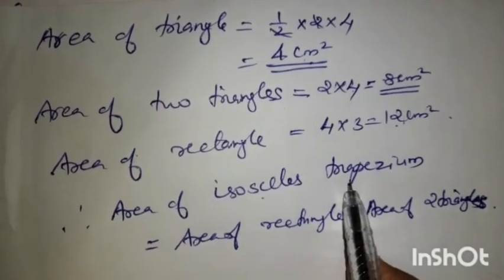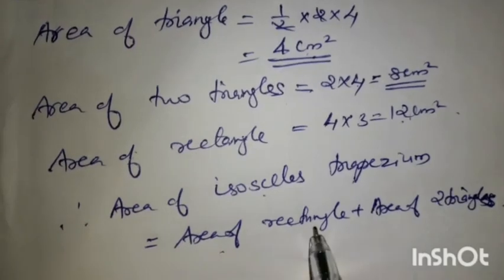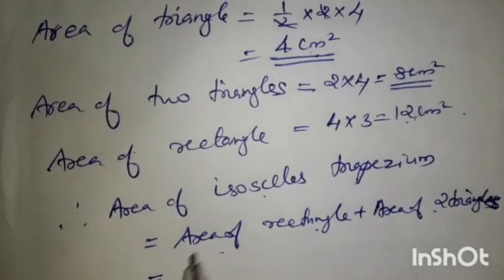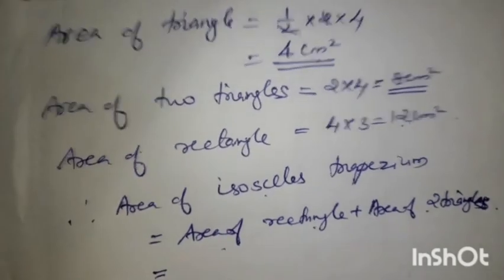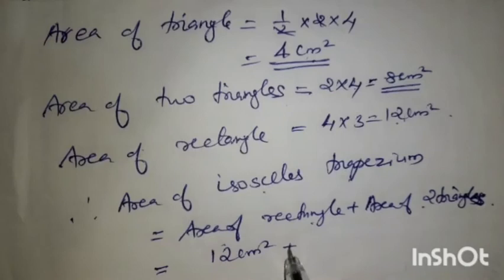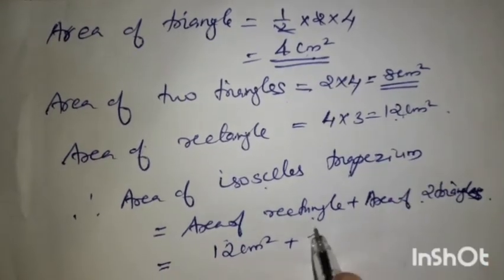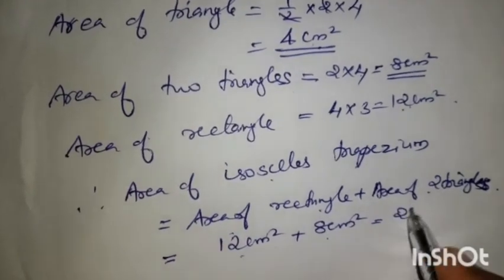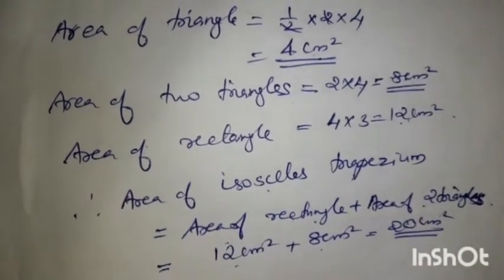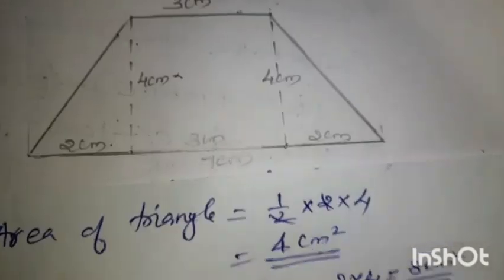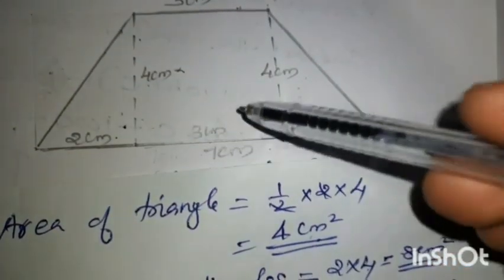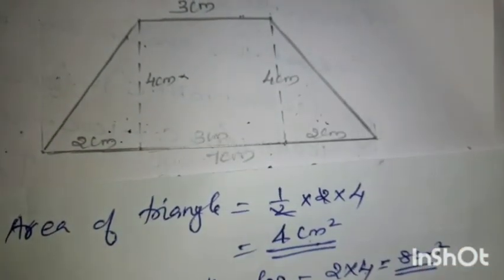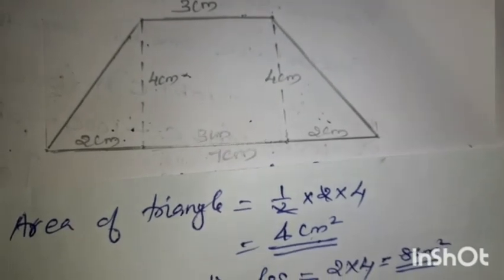Area of an isosceles trapezium is equal to area of rectangle plus area of two triangles. Area of rectangle is 12 centimeter square and area of two triangles is 8 centimeter square. So you are getting 12 plus 8, 20 centimeter square is the area of trapezium. So you are dividing this trapezium into two triangles and one rectangle, finding out the area of rectangle plus area of two triangles. You will get the area of this trapezium.